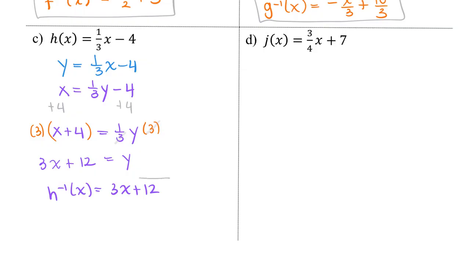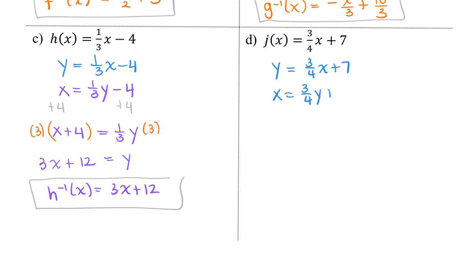Then if I graphed it, I could verify. Okay, last one. Feel free to pause if you want to do it on your own. Okay, j of x equals, I'm going to make it y equals 3/4 x plus 7. Since it's an inverse, I'm going to interchange the x and y. So x equals 3/4 y plus 7.